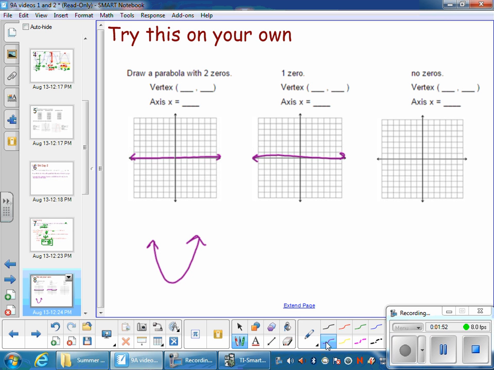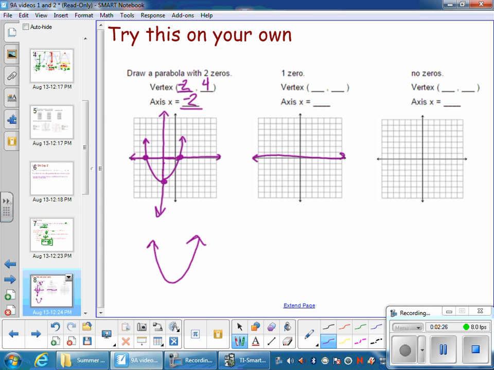So this one, I'm going to just pick a starting point right here and arc it up. It's just a sketch. So this one has 2 zeros because it crosses twice. And the vertex is -2, -4. And the axis of symmetry would be in the middle of those, which looks like it'd be right here at -2. Notice it matches the x-coordinate of the vertex. The axis of symmetry always goes through the x-coordinate of the vertex.